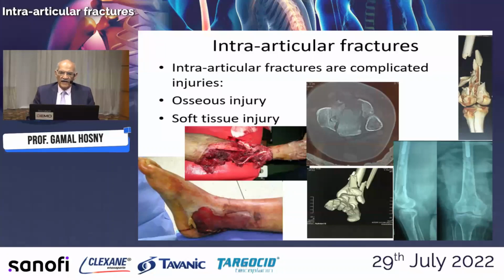Intra-articular fractures are complicated injuries. You all know the osseous injuries. And there's also a soft tissue injury, which is usually underestimated, especially if it's a closed injury. Here it's an open injury, we all know, and some people can classify it. But what about the closed injuries? It's usually severe closed injuries. Sometimes you have just an intra-articular fissure, but you have severe soft tissue injury.